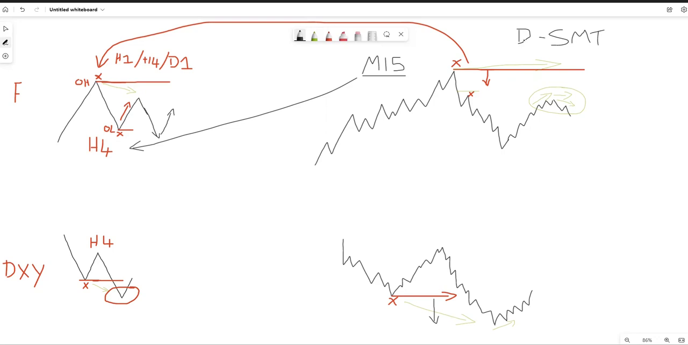Okay, so this is double SMT, and again, this double SMT is not specific to what I said about the 4 hour going down to the 15-minute. It could be a 1 hour down to a 5-minute, could be a daily down to a 1 hour. It's really respective to what time frame you are looking for.